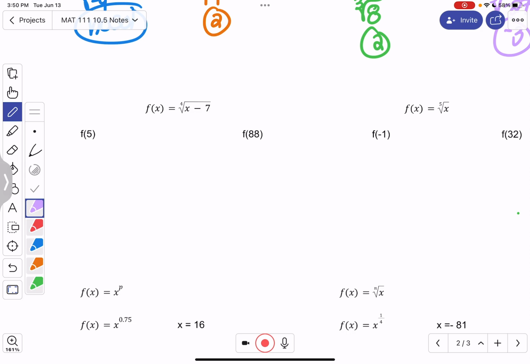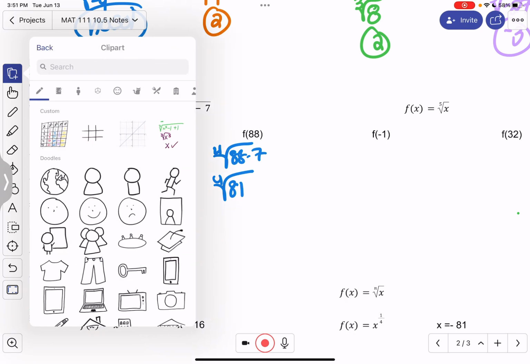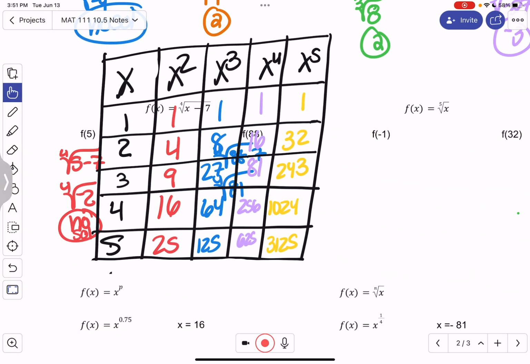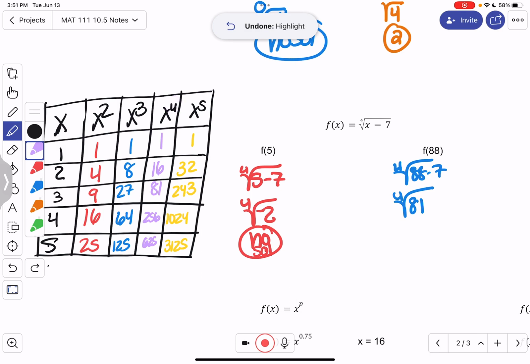Here's 2 more. You go ahead and try those and see how you do. All right, if I plug in 5, 5 minus 7 is -2. That's an even root, so there's no solution. 88. 88 minus 7 is 81. And according to that chart, the fourth root of 81 is 3. So we just put a 3 here.